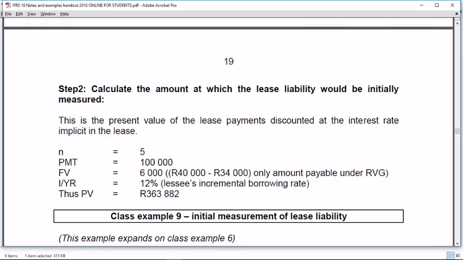For purposes of calculating the amount at which the lease liability would then initially be measured, your variables will be as follows. N is still the lease term. Payment is still determined at the hand of the rules of IFRS 16. Your interest rate variable is now the lessee's incremental borrowing rate, no longer the 10% interest rate implicit in the lease, because you were not able to determine that. The future value is determined in the same way as what we just explained. That then gives you a present value of 363,882.